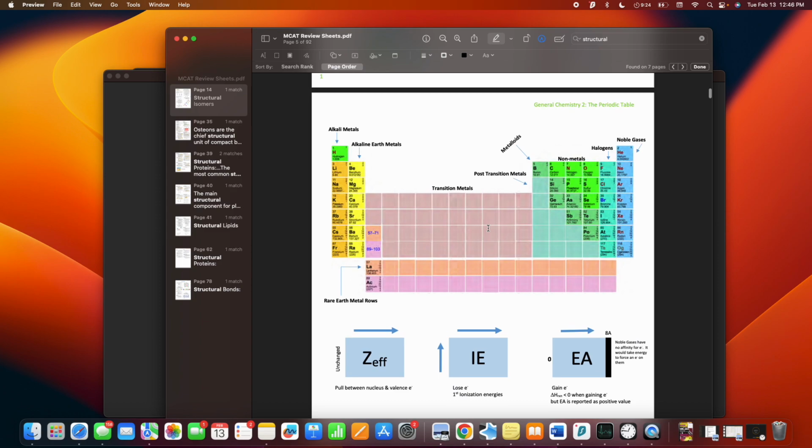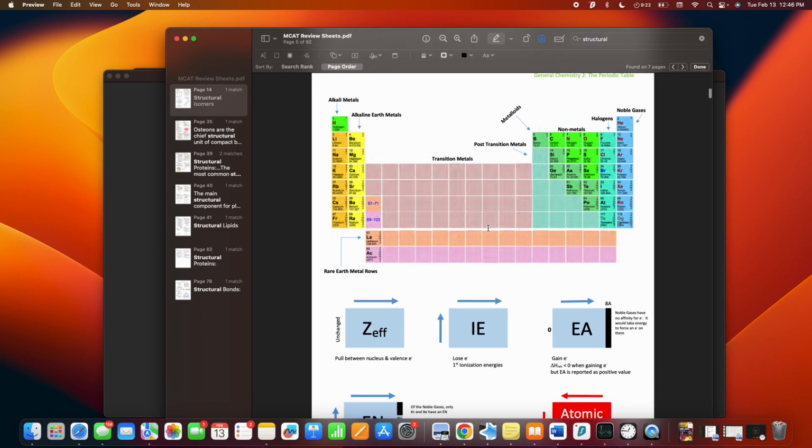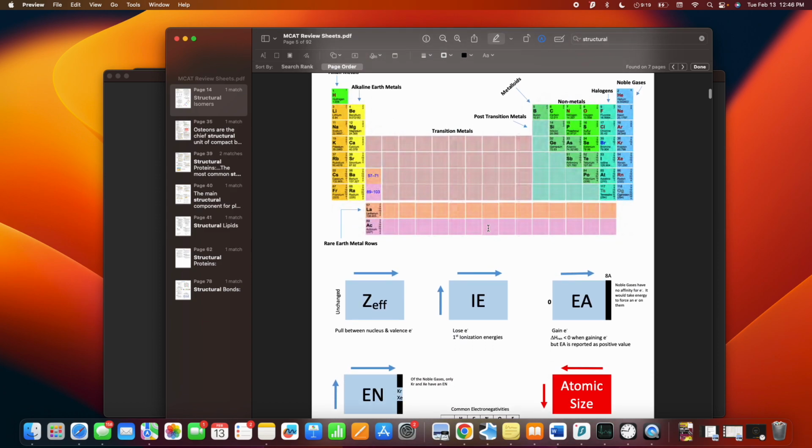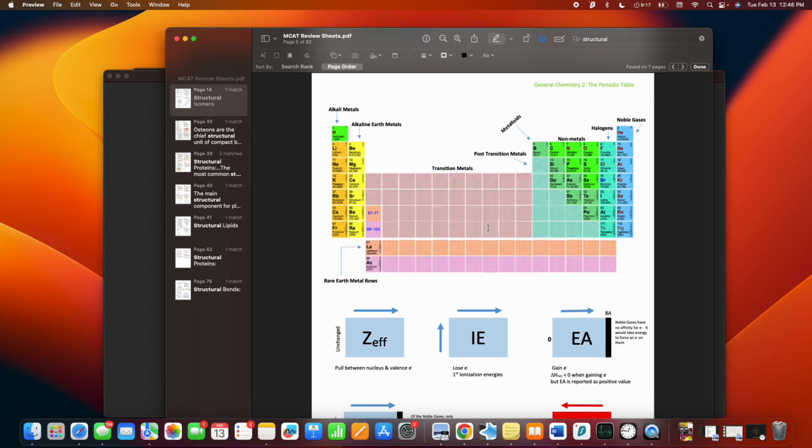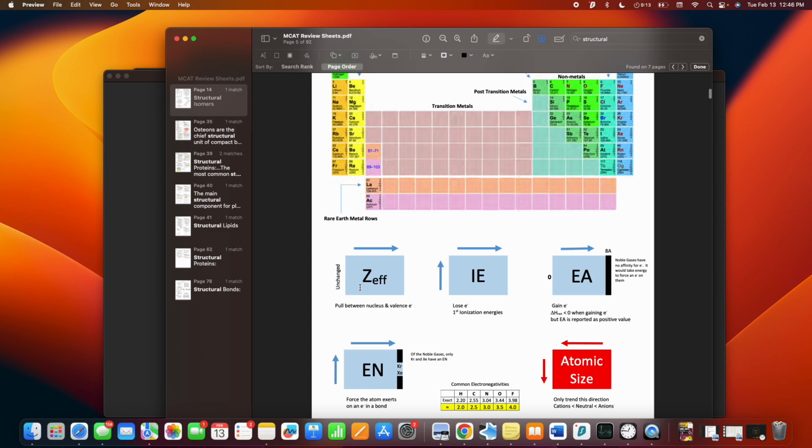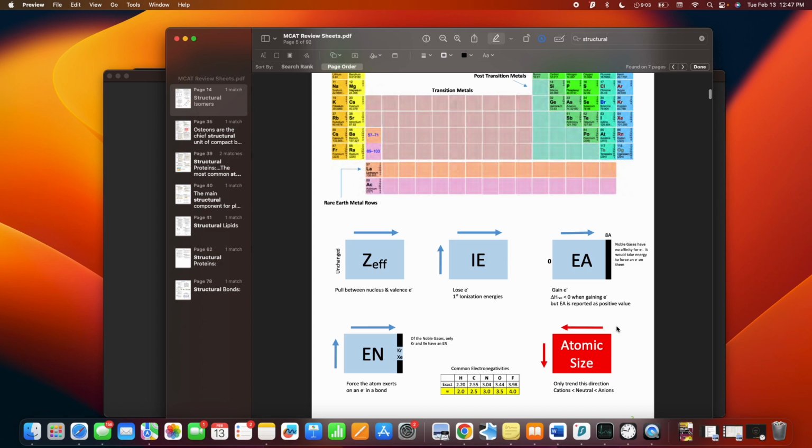The second chapter is pretty easy peasy. It's about the periodic table, the alkali metals, stuff like that. Zeff, the effective nuclear charge, and all of them increase when you go to the right of the table, except the atomic radius, right? Yes. The atomic size decreases when you go to the right of the table, and also it decreases when you go to the top of the table.